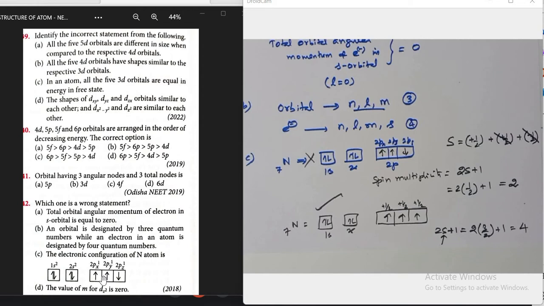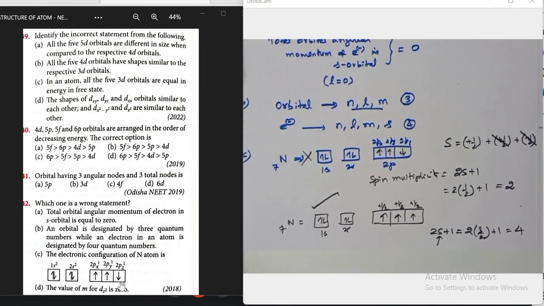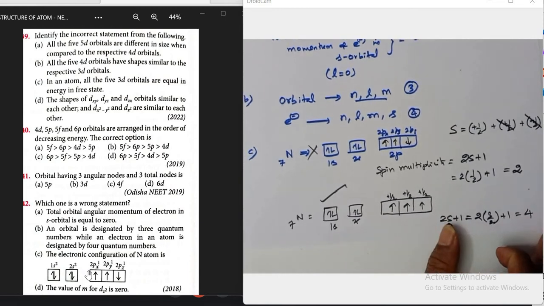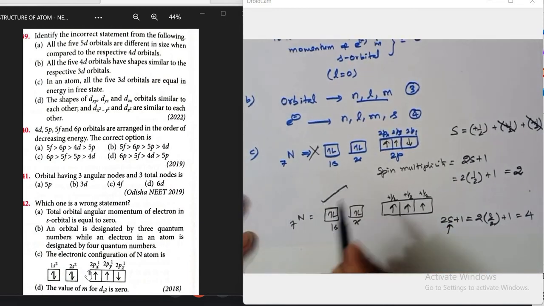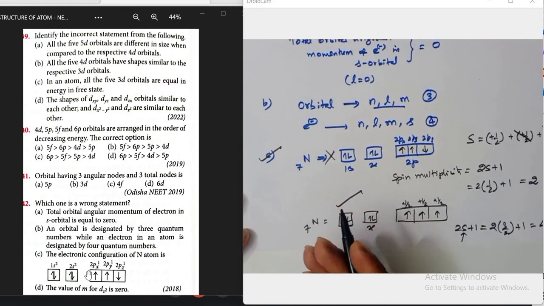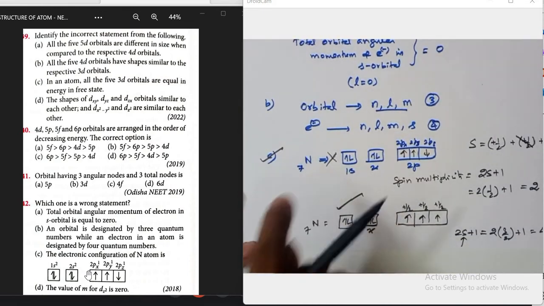So in option C, the electronic configuration of the nitrogen atom is given with 2 electrons in the p subshell having upward spin and 1 electron with downward spin, so spin multiplicity is low, therefore this cannot be the correct configuration for the nitrogen atom. It is not a stable configuration. This other configuration has more stability due to exchange energy. So option C is the wrong statement here. Therefore, the correct option for this question is C, because we need to identify the wrong statement.